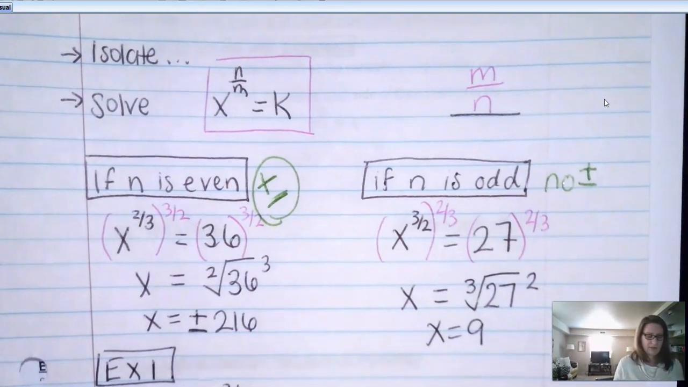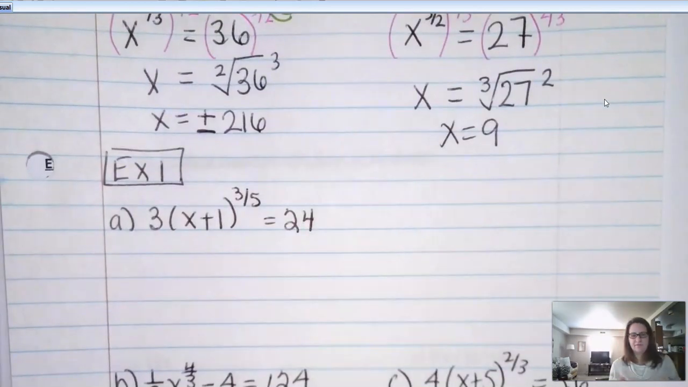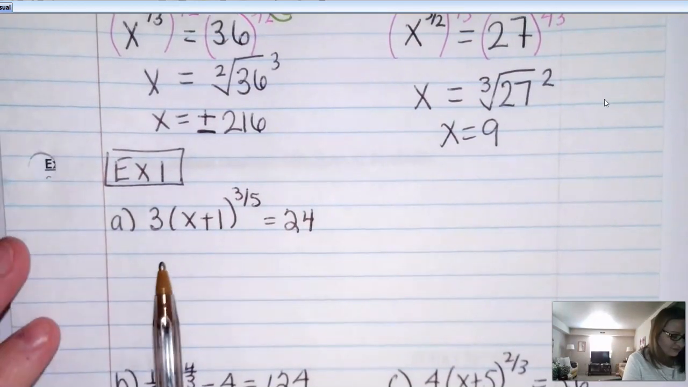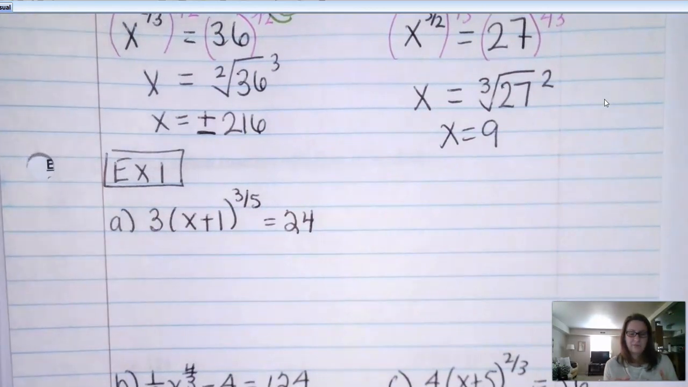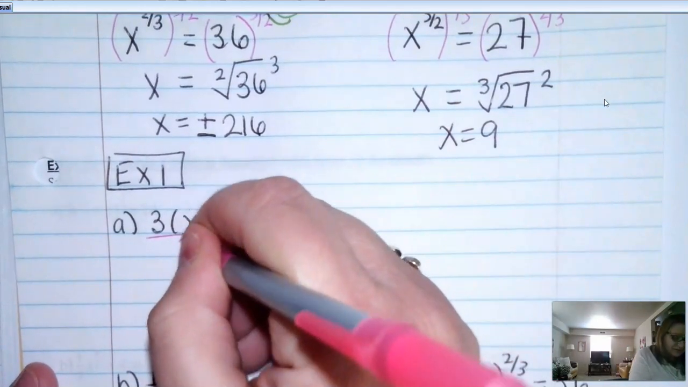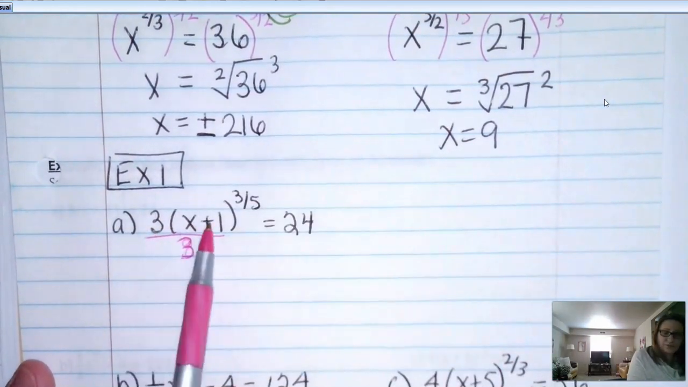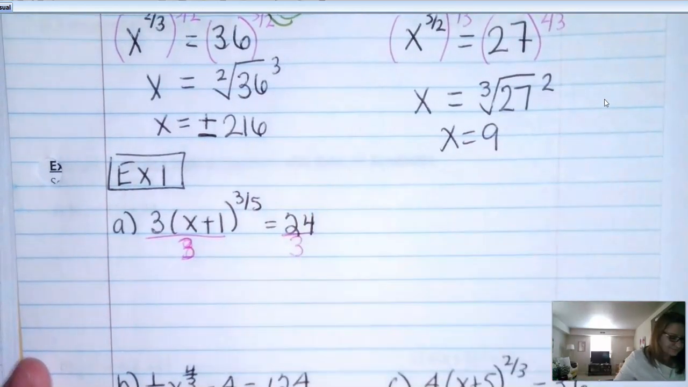Okay, so we're just going to do a couple examples. And here's your first example, and you guys have this written in the paper form, hopefully on your notes. I've got 3 times the quantity x plus 1 to the 3/5. Now, I didn't have this on the 2 examples I had at the top, but I want to isolate whatever's being taken to that exponent. So my first step here is to get rid of that 3. Do not ever distribute anything into parentheses that have an exponent. We want to divide to get rid of that.